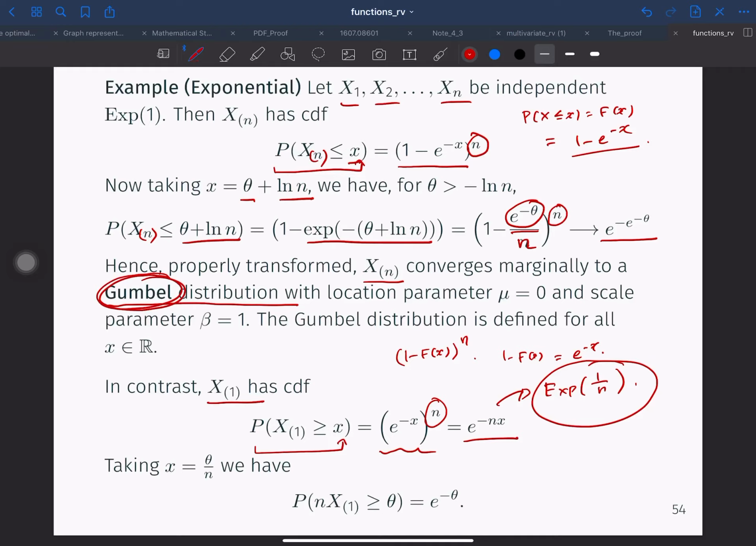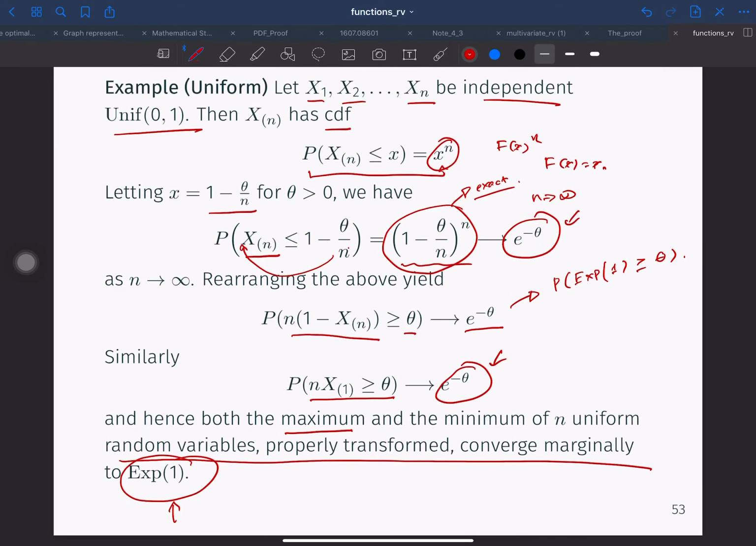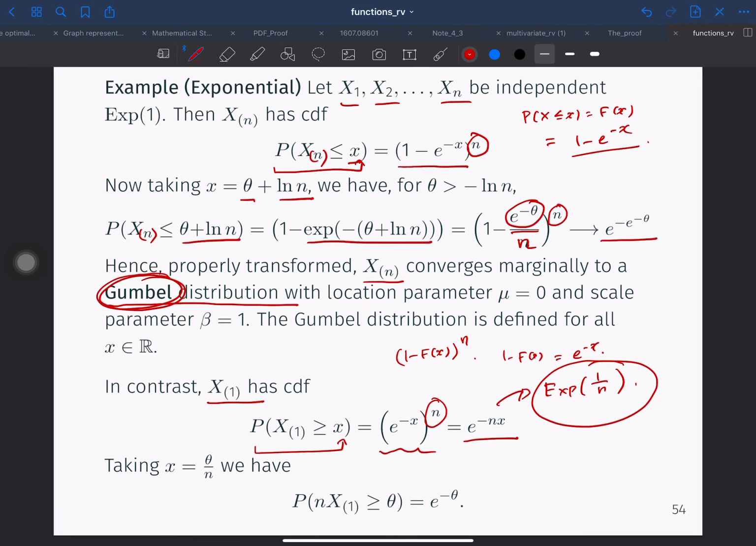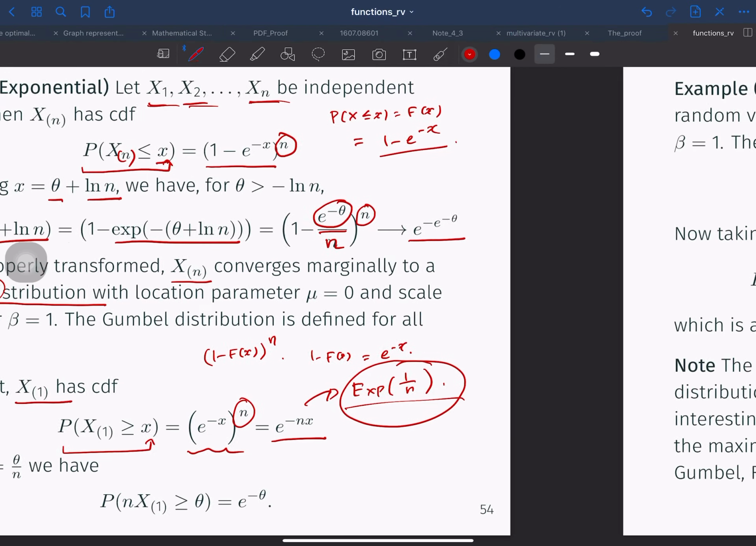So for the same distribution, the minimum could have a distribution that is very different from the maximum. You see that in the case of the uniform, the minimum and the maximum have similar distribution, both converging to exponential. But in the case of exponential, the maximum converges to Gumbel, but the minimum is always exponential. So it turns out that the distribution of the maximum and the distribution of the minimum have quite a lot of very interesting properties that have been studied over the years. So let's look at another example.